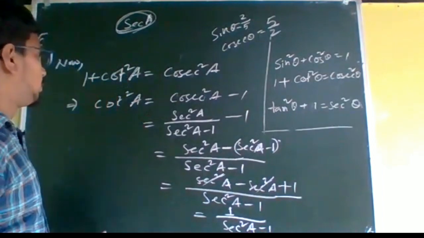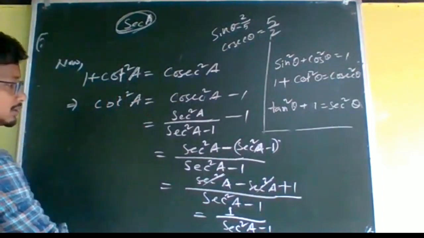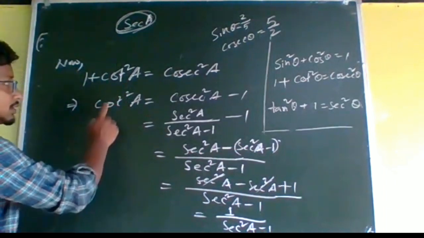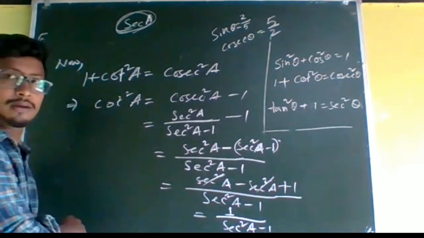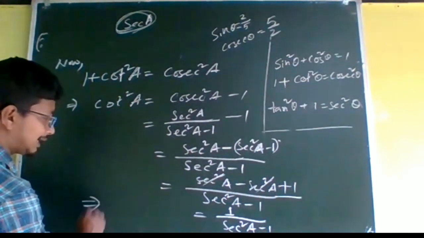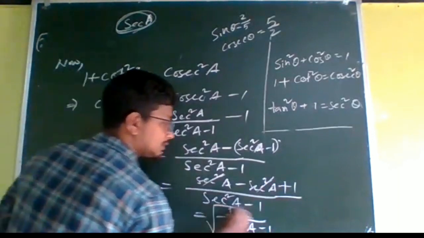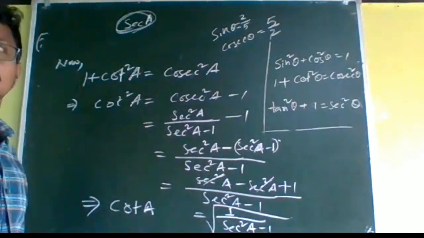Clear? Now we got cot this side. We did not get it yet. We have here cot square A only, but our requirement is what? Cot square A or cot A? Cot A, right? So what will you do? Directly you can find out here cot A. Cot A means what will happen? This side comes the square root. That much difference you'll get.